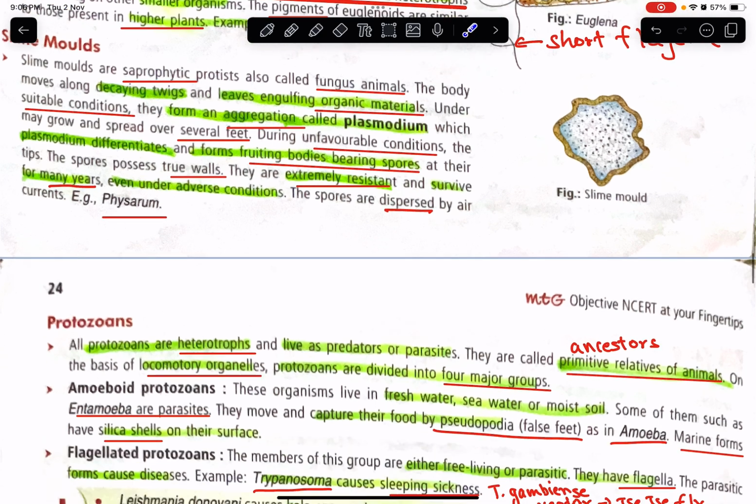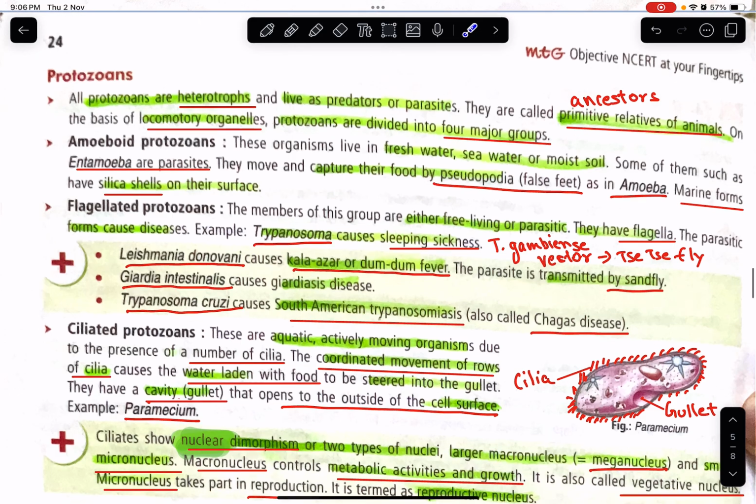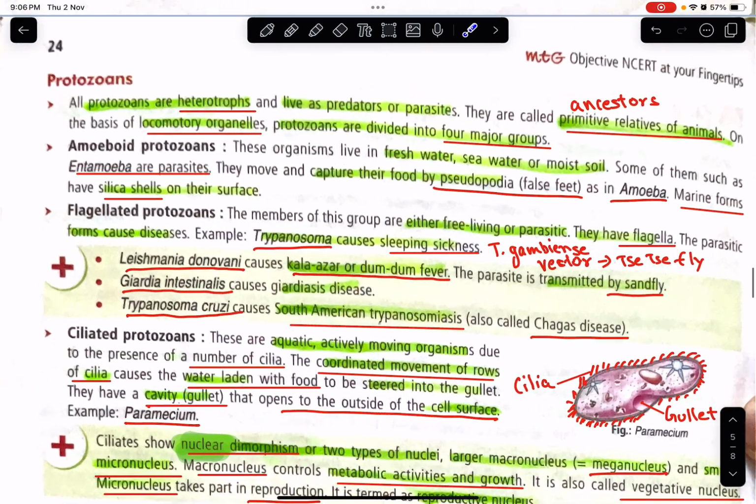Okay, children. Next is protozoans. All protozoans are heterotrophs. They are not photosynthetic. They live either as predators or parasites. Here is an important question: they are called primitive relatives of animals. That means ancestors of animals. Protozoans are ancestors of animals.